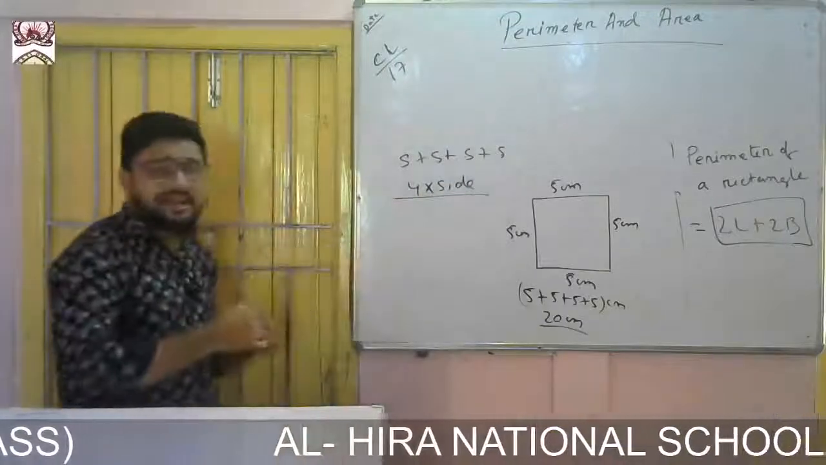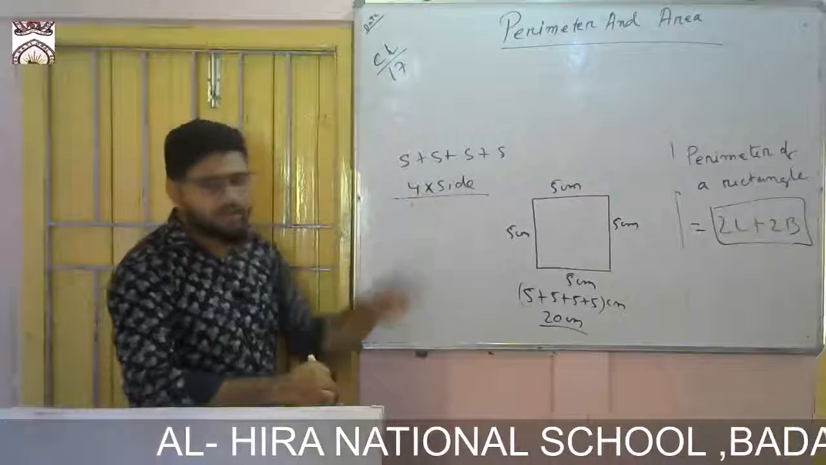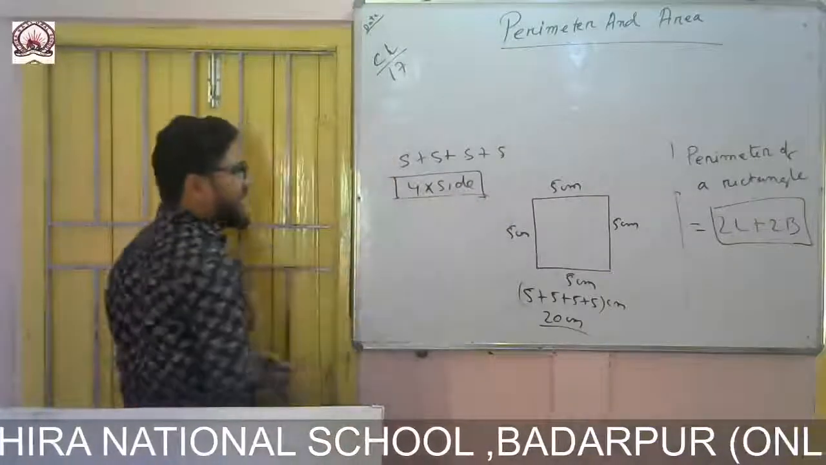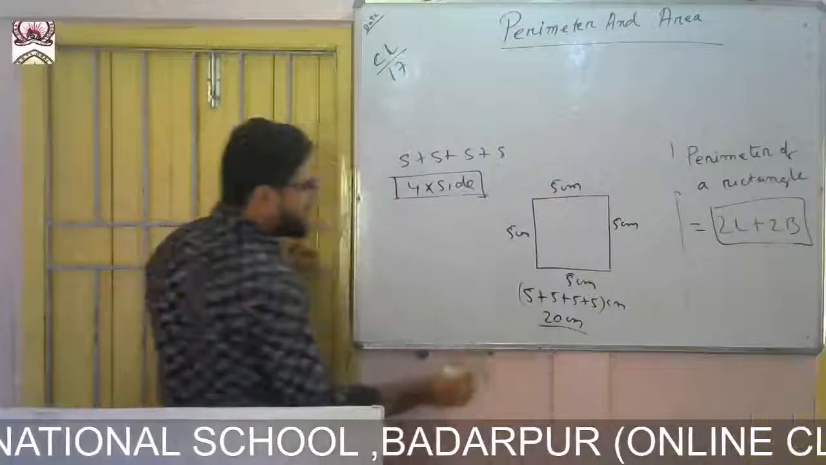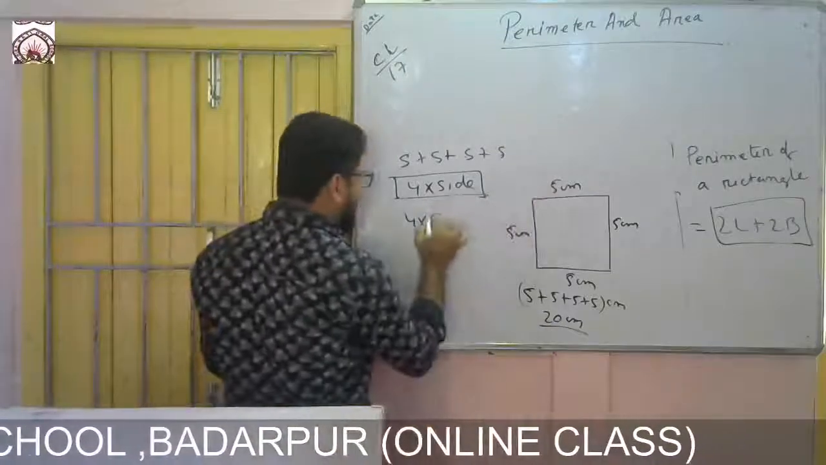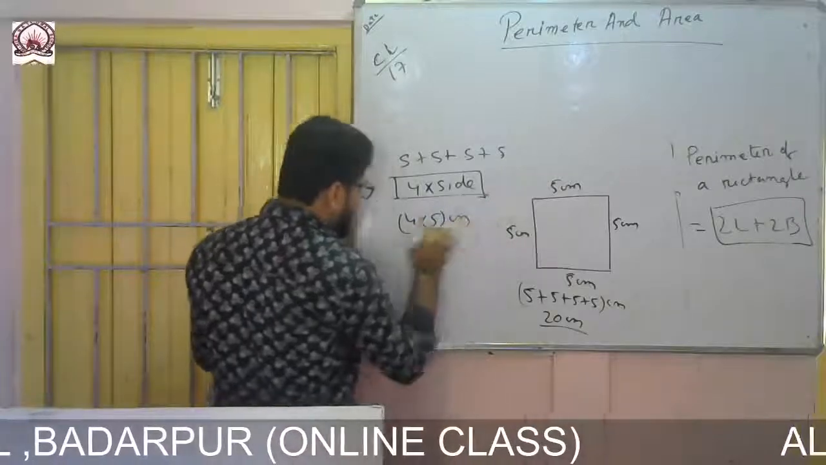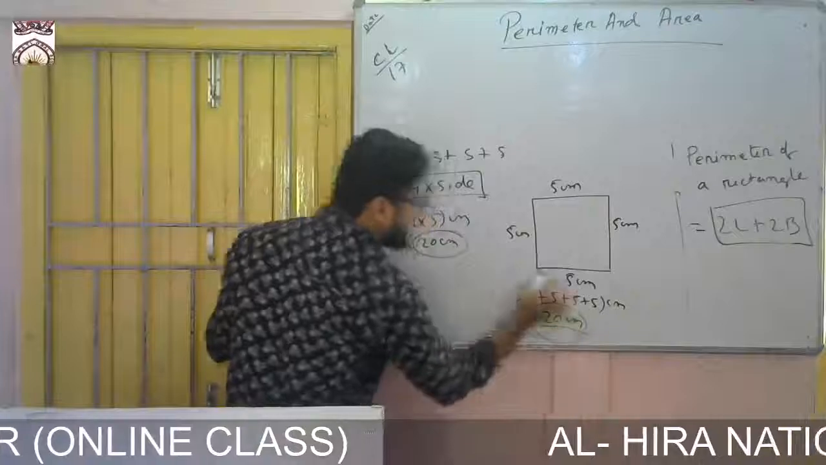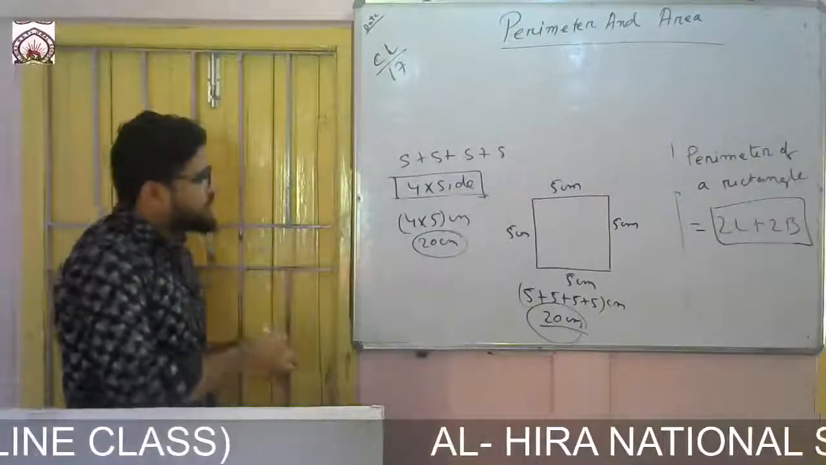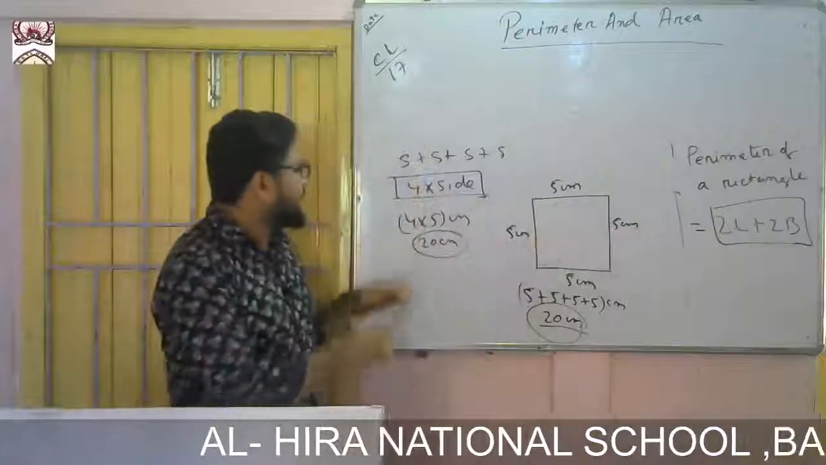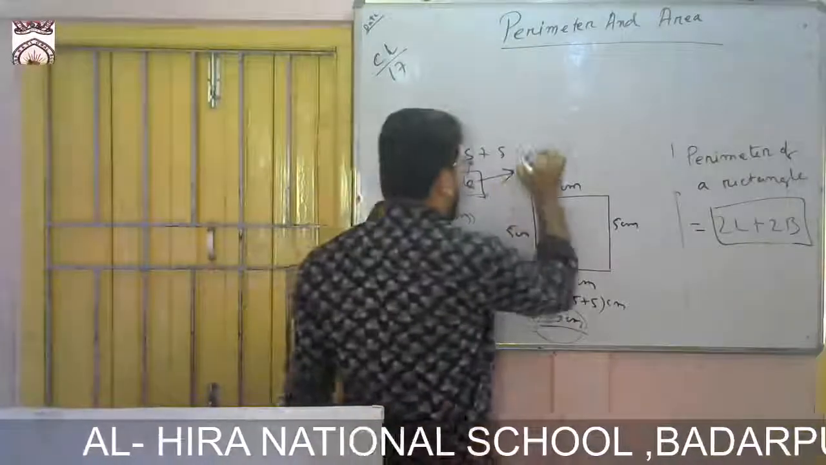Okay, 4 sides here, so 4 into side. If I apply this formula, 4 into side, then I shall get this 20. You see, again 4 into side. The side is 5 centimeter, so write 5 centimeter. It will be 4 times 5, 20 centimeter. So in both ways we get the same. For the perimeter of a square, we'll be using this formula.